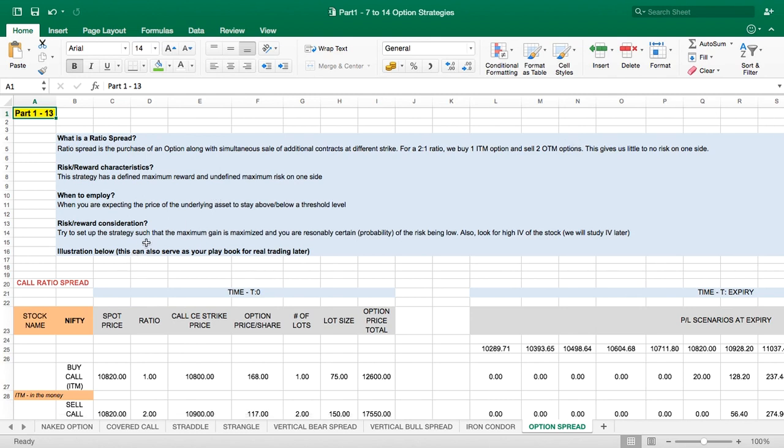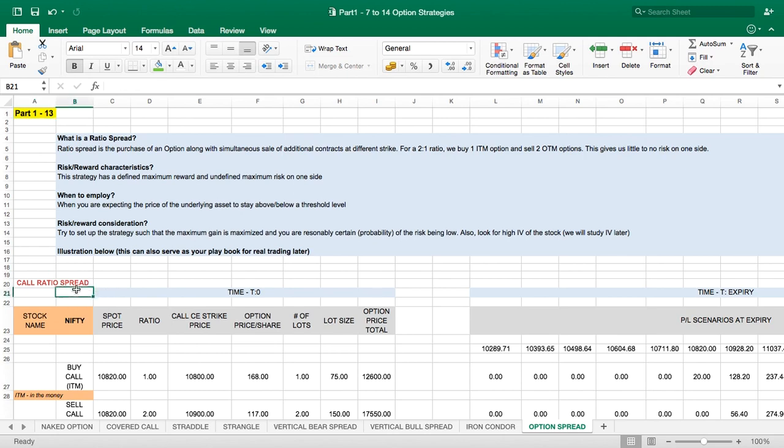And we'd like to set up this strategy in such a way that the maximum gain is maximized and we are reasonably certain of the risk being low. Or, in other words, we are reasonably certain that the price will not either fall below a particular price or not go above a particular price, depending on whether we are setting up a put ratio spread or a call ratio spread. And since we are selling two options against buying one option, ideally speaking, we would want to do this in a regime where there is a high implied volatility of the underlying stock.